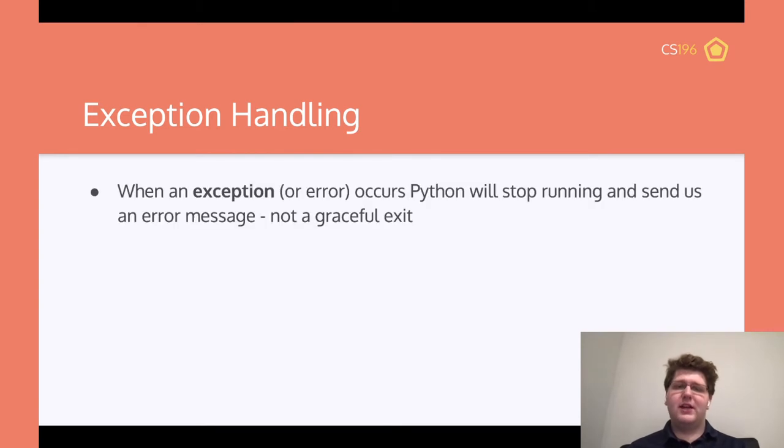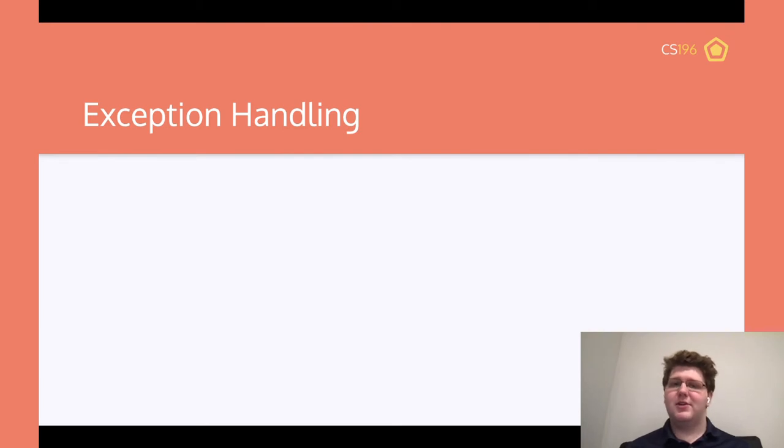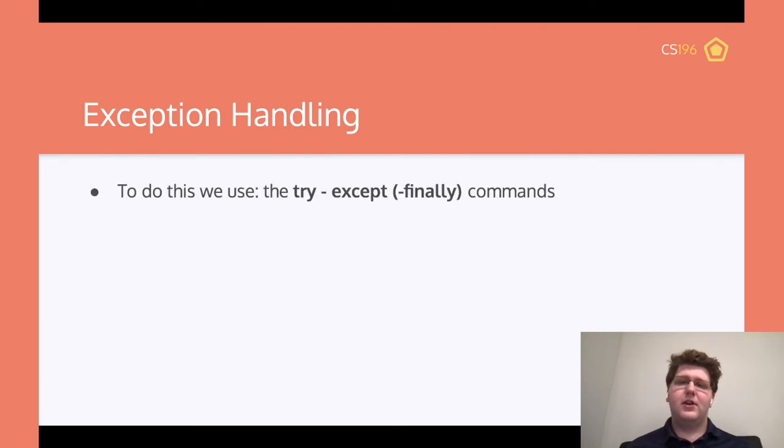So exception handling is basically when an error occurs in Python. It's going to stop running and send us an error message, which isn't exactly great, especially for an end user to see. So we can use exception handling to handle those exceptions without crashing and running into a bunch of issues. To do this, we use try, except, finally commands.